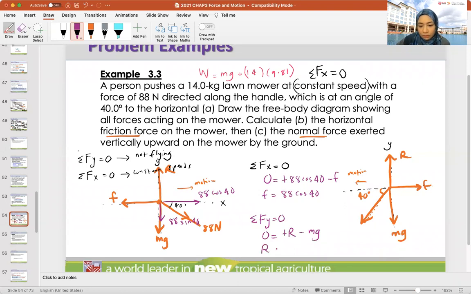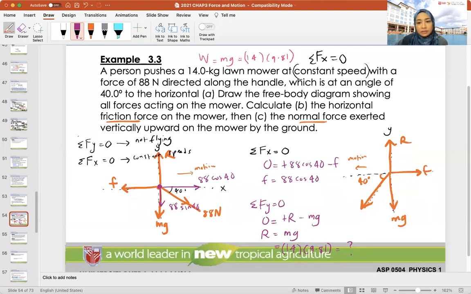Therefore, R would be equal to mg, and m is 14 kilogram. We are referring to the object that we were drawing the free body diagram. This is the lawnmower. Therefore, the mass would be the mass of the lawnmower. The 14 times 9.81. So I don't know what that is. I broke my calculator last time. Was it with you guys? I think so. So 14 times 9.81. So that is your answer.